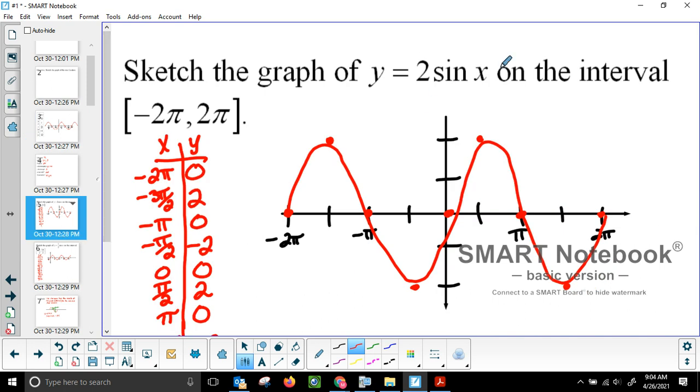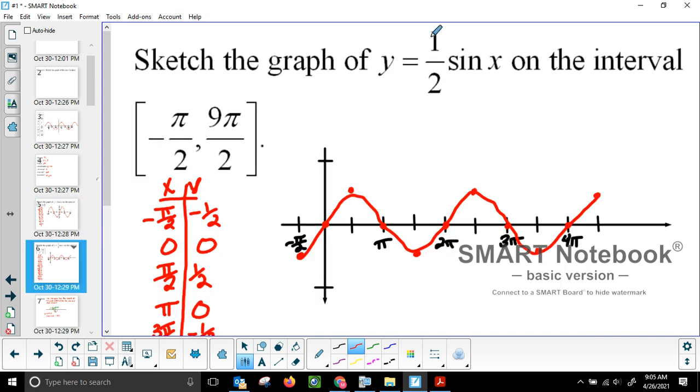Here, because I had 2 sine of x, my a is 2, so the absolute value of that is 2. So from the middle of my graph, which again for this one is my x-axis, I go up 2 to get to my maximum, or I go down 2 to get to my minimum.